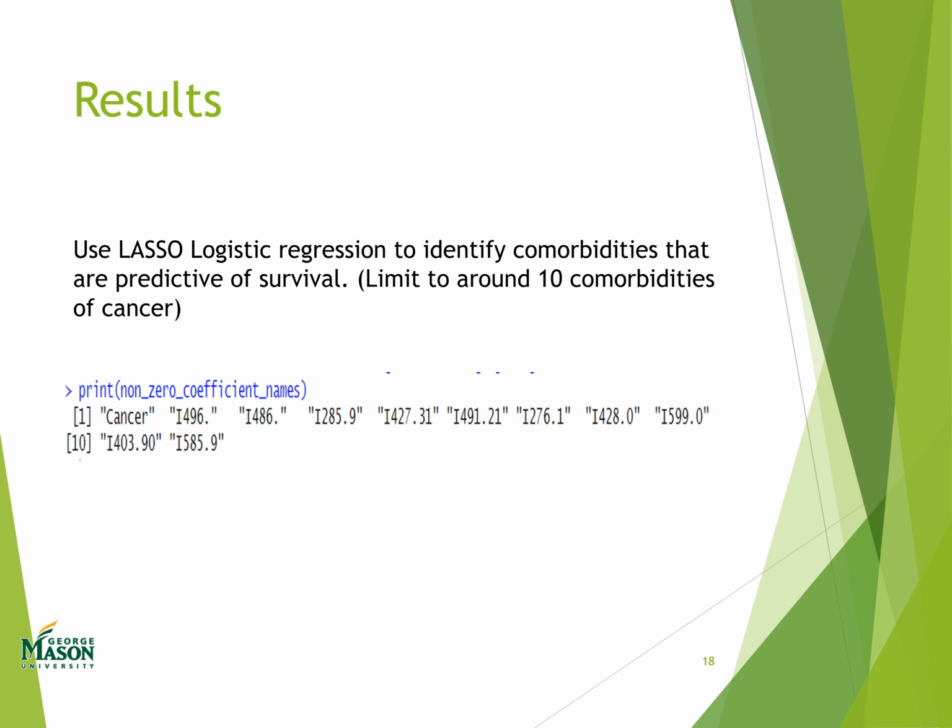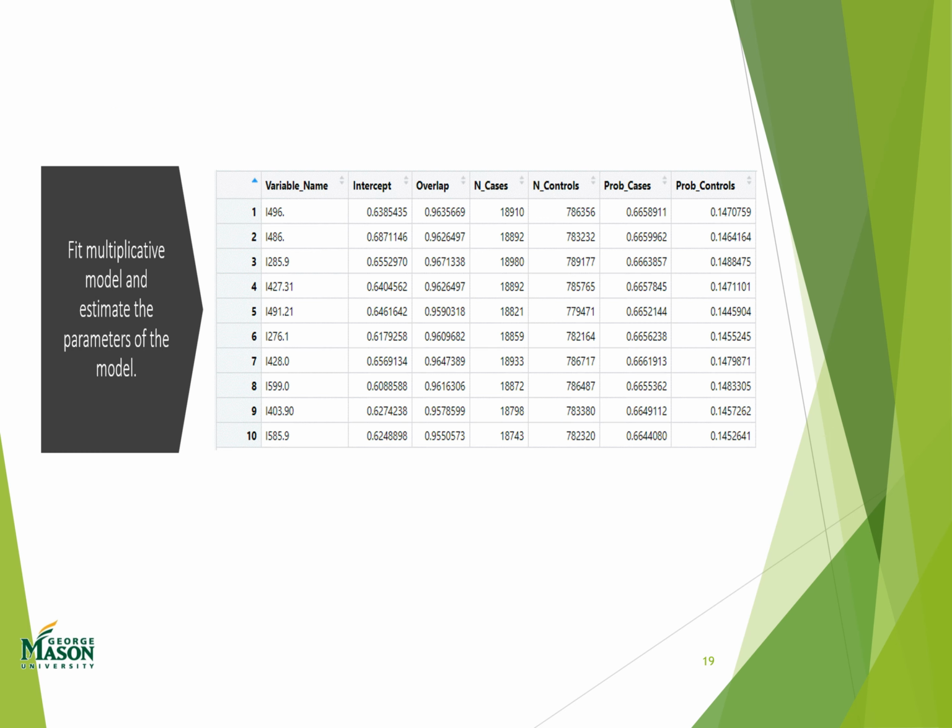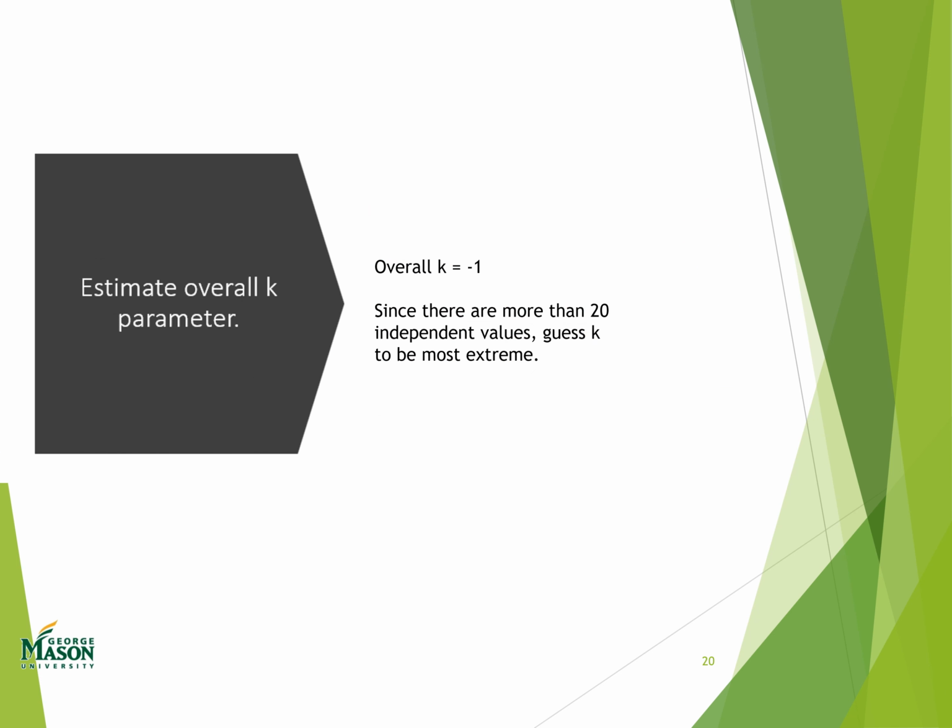The result of the code for using lasso regression to identify comorbidities that are predictive of survival limits it to around 10 comorbidities of cancer, printed as non-zero coefficients, as we can see there. The other result is the estimate of the parameters of the multiplicative model, as we can see here. And the last result, the estimate of overall K parameters, where overall K is 0.1, as we saw on the prior slides.